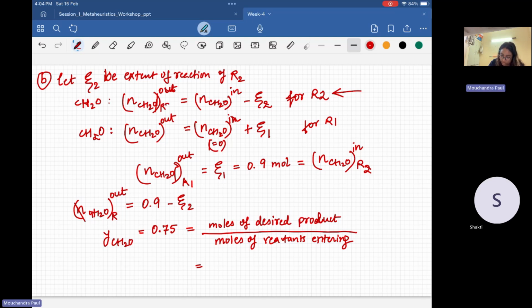Let's write it as R2 for clarity. R1, R1. Okay. So total yield of the product formaldehyde for R2 is determined by how many moles of reactant are entering. If you see overall, it is the methanol that is entering. It was 1 gram mole, right?